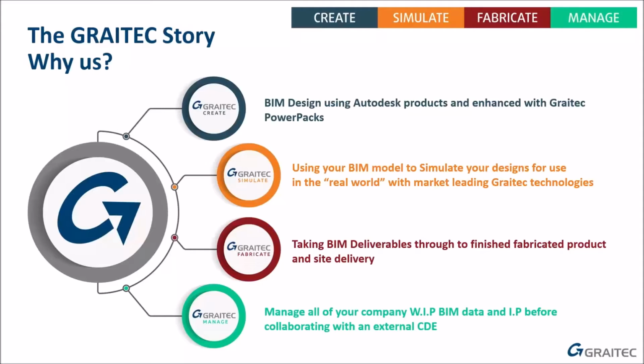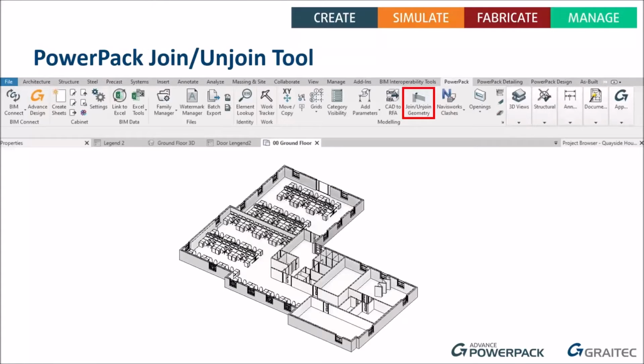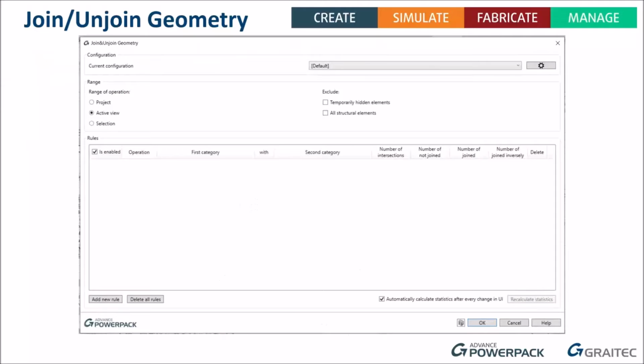Okay, so the Join Unjoin tool sits there on the modeling bar inside of the Powerpack, with its own dedicated icon. Basically, when we click that icon, it will launch our Join Unjoin dialog box. This is where we can decide how we want to join or unjoin geometry.